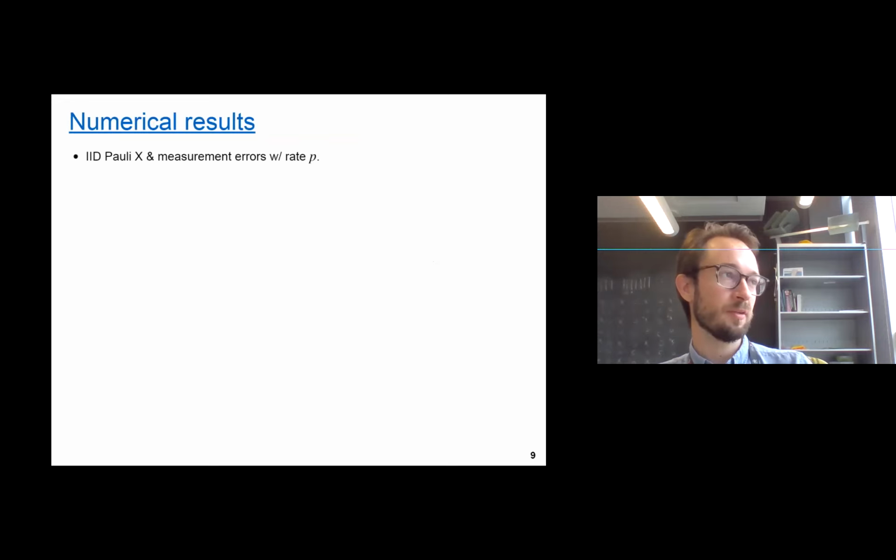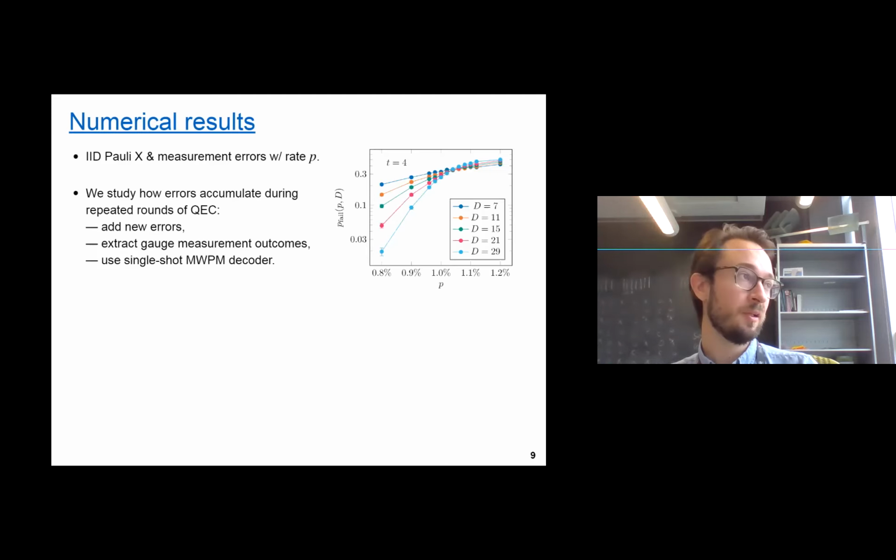Okay, so I can now tell you about the numerics. Let's consider IID Pauli X noise and measurement errors, all with rate p. So each qubit independently has an X error applied to it with probability p, and each gauge operator outcome is flipped with probability p as well.